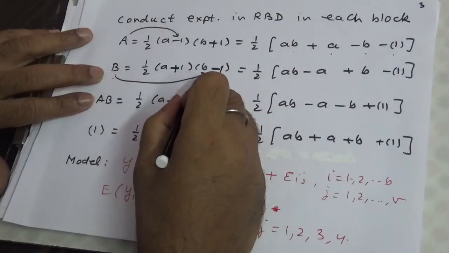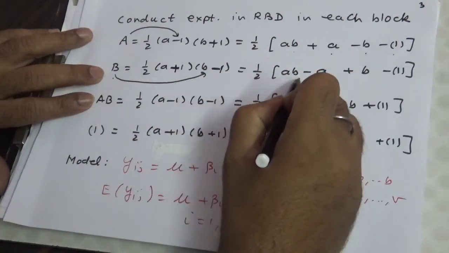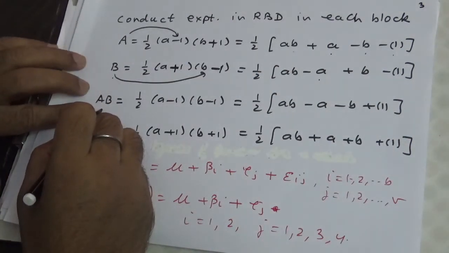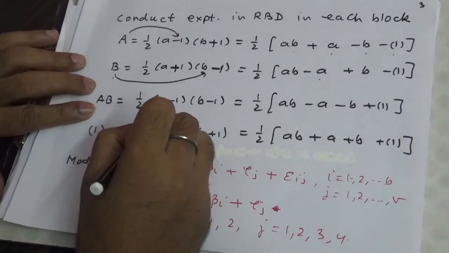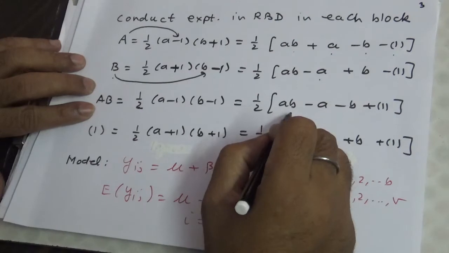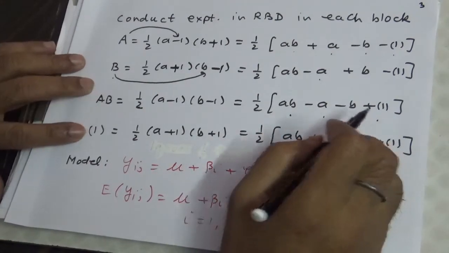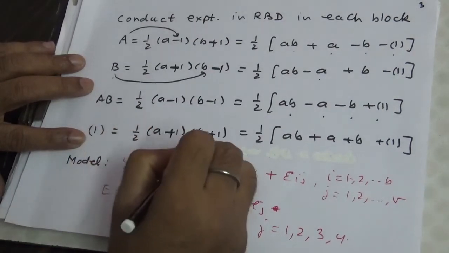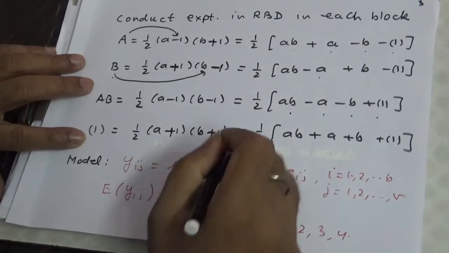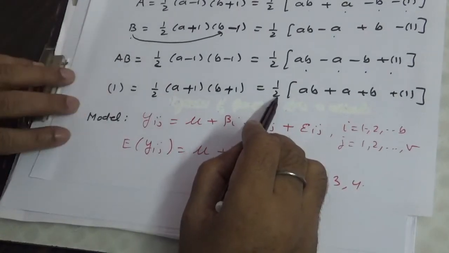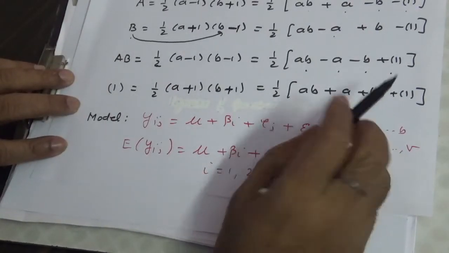And in case you try to expand it, this will become 1 upon 2 (AB minus A plus B minus 1). And similarly, if you go for the interaction effect AB, this will be 1 upon 2 (A minus 1)(B minus 1), which on expanding will become 1 upon 2 (AB minus A minus B plus 1). And for the 0,0 effect 1, this will become 1 upon 2 (A plus 1)(B plus 1). Both the signs are going to be positive, and when we expand it, this will become 1 upon 2 (AB plus A plus B plus 1).